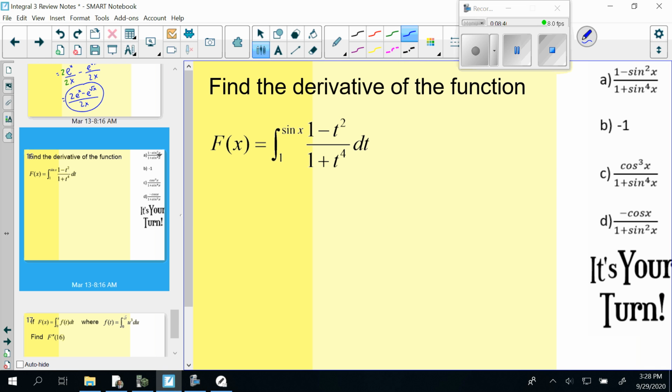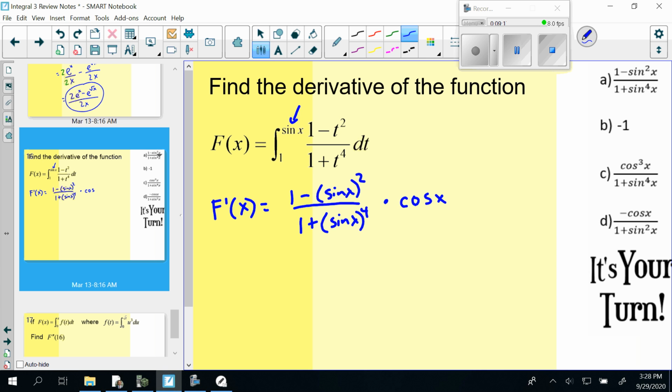This one came from an AP type exam where it's multiple choice. Find the derivative of the function. Here you can see it is going to be like one of these chain rule ones now when we're doing the derivative. So if you put sine x in for the t's here, it's going to be sine x squared plus. But then we do have to do chain rule here. So derivative of this inside function of sine x, derivative of sine x is cosine x.